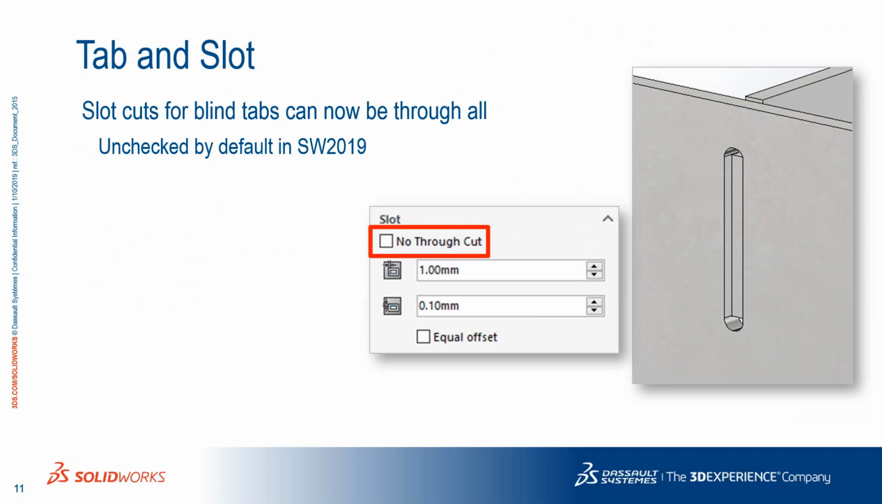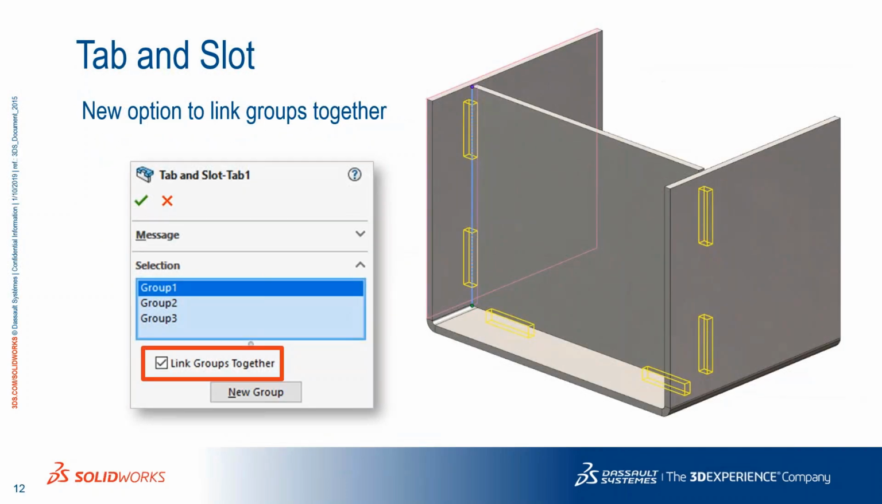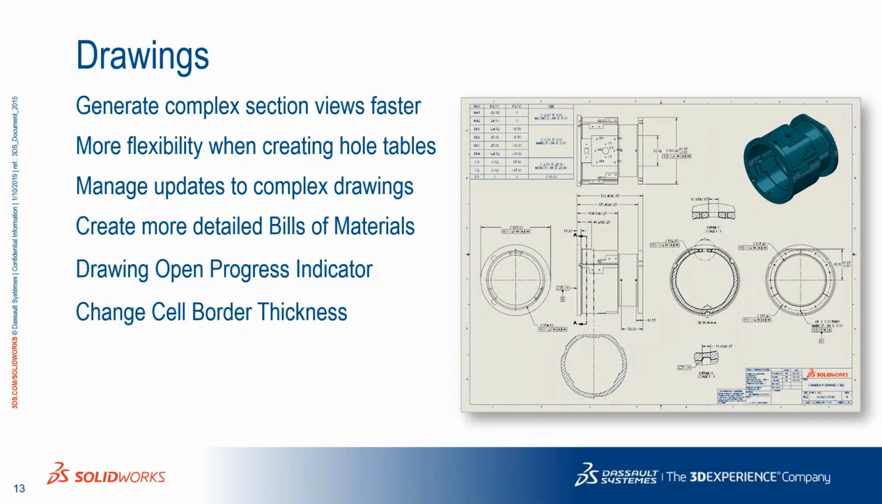And again, as I mentioned, the no through cut, so you can cut for blinds, can now be through all, and it's unchecked by default, but you can change the default or just check it as need be. And then we have an option to link groups together, so that allows you, as you're creating your tabs and slots, if you want to link them together, that if you change one size, they all change. Kind of this associativity that SOLIDWORKS is known for, just on the smaller level of the tab and slot features being able to be grouped.